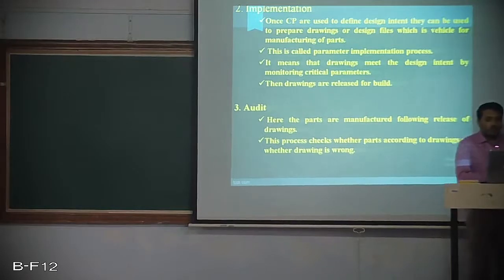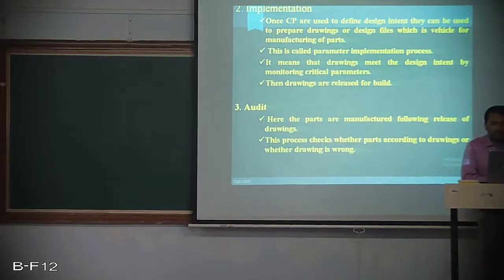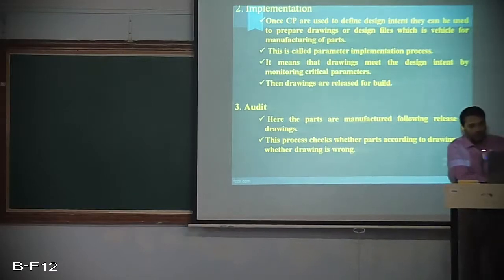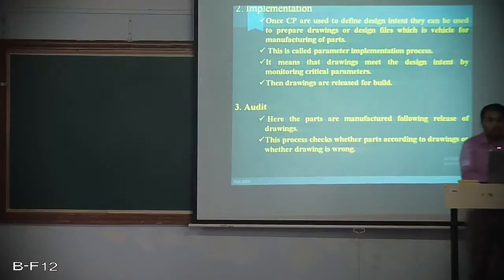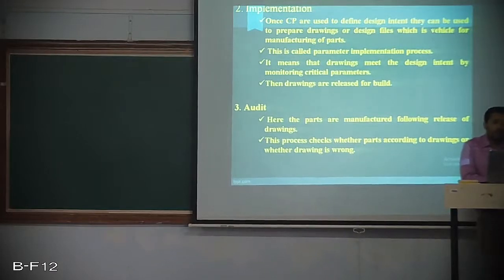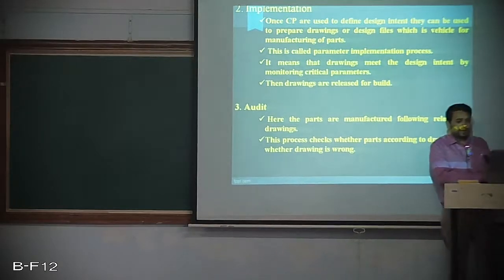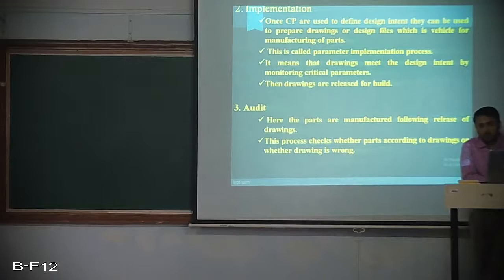Implementation. Once critical parameters are used to define design intent, they can be used to prepare drawings or design files, which are the vehicle for manufacturing of parts. Once critical parameters are defined, they can go for finalizing of the design, which becomes the basis for manufacturing of the parts. This is also called the parameter implementation process. It means that drawings meet the design intent by monitoring critical parameters. Then drawings are released for building.